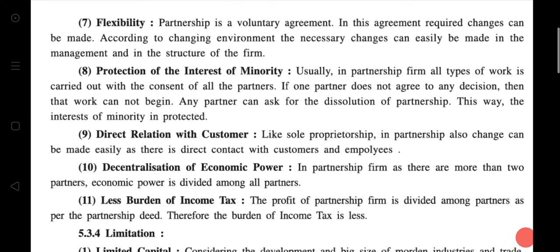See students, 8, 9, 10, 11 is a new words like decentralization, then less burden of income tax. Again, I say don't lose your concentration due to external voice. Ignore that and try to avoid.